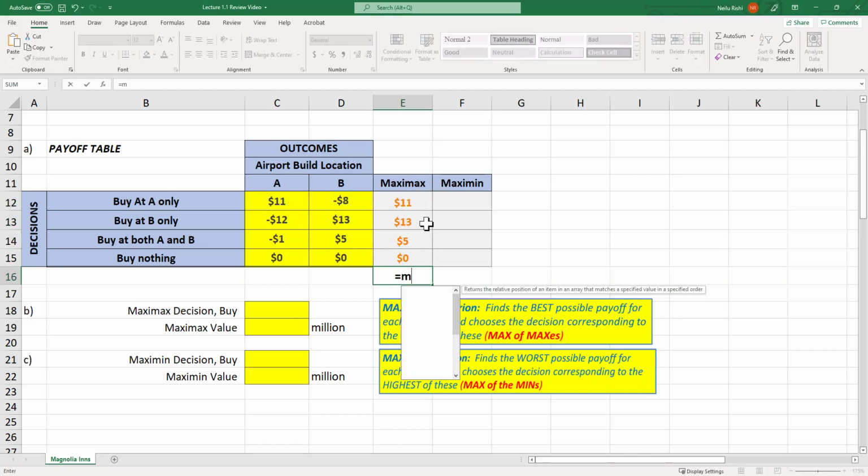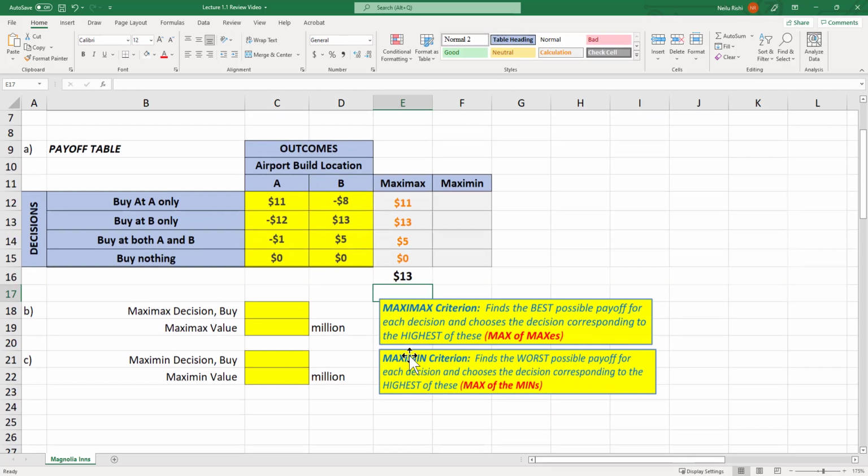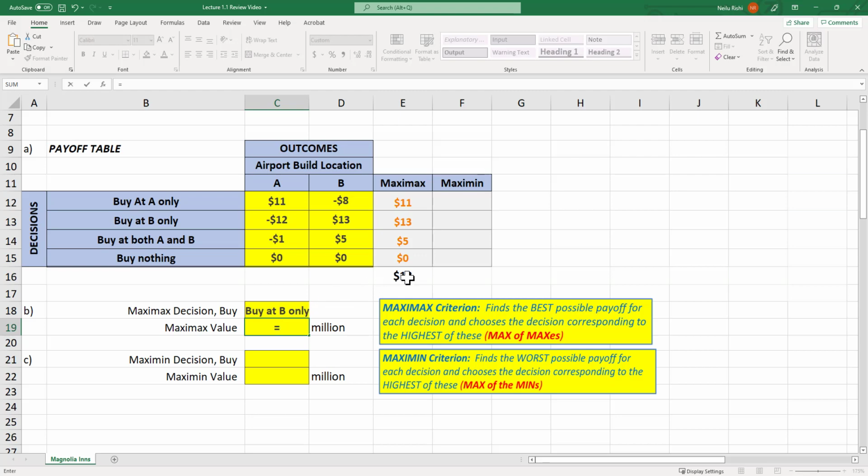So it's equal to max of all of these maxes, and I get 13. And you can see that 13 corresponds to buying at B alone. So that would be our maximax decision. It would be to buy at lot B only, or location B only. And the maximax value would be 13 million.